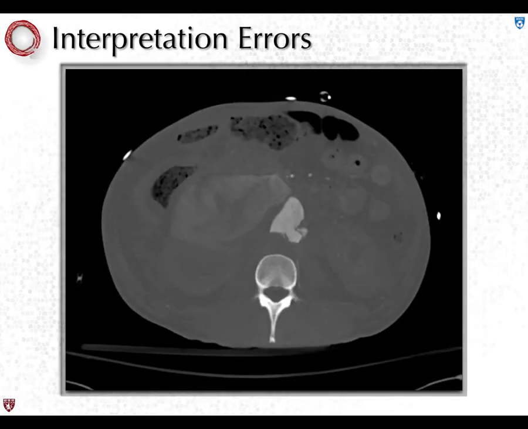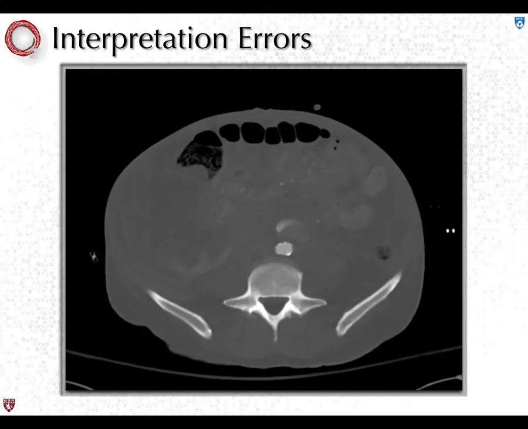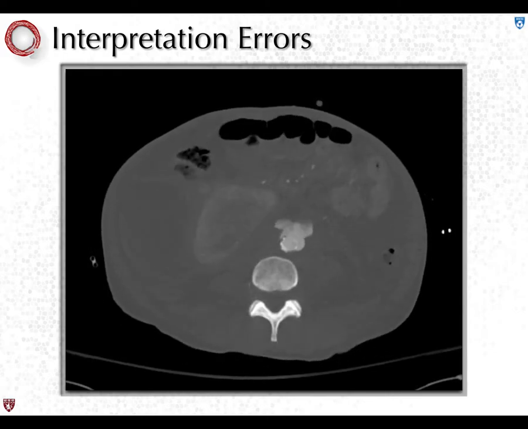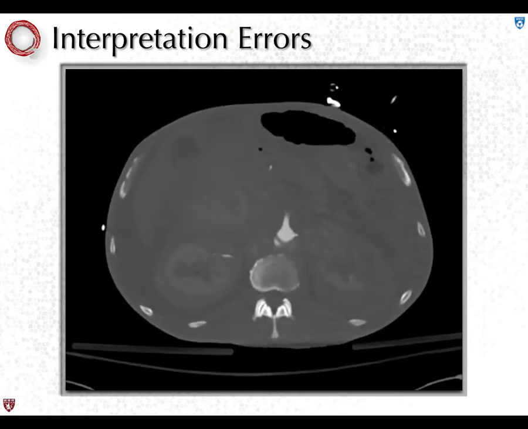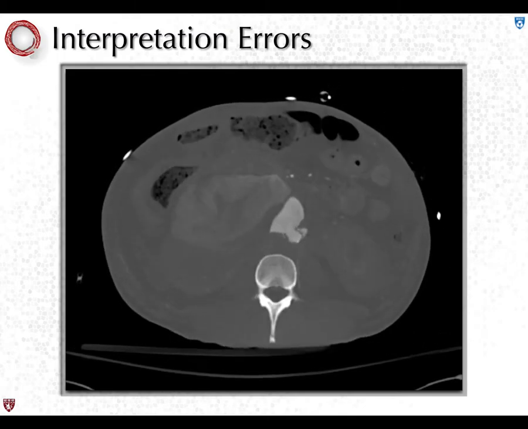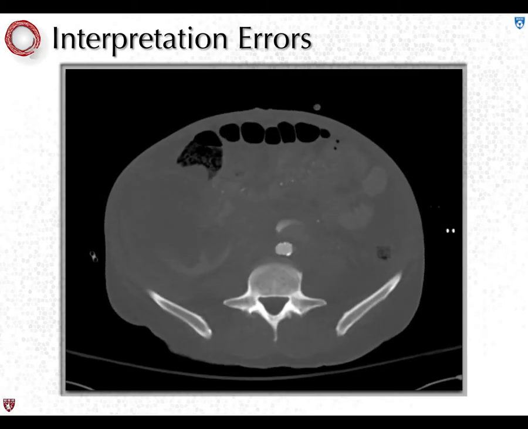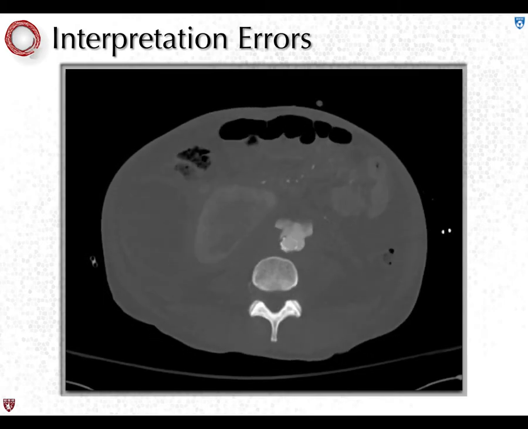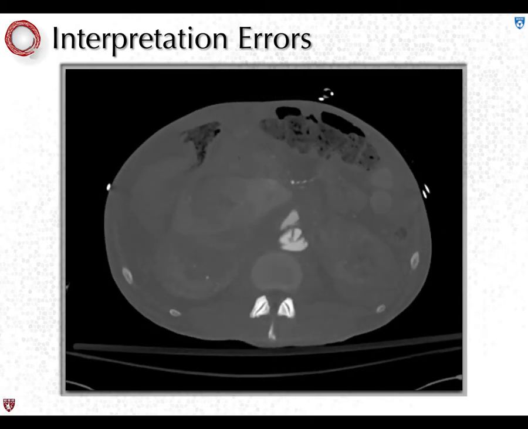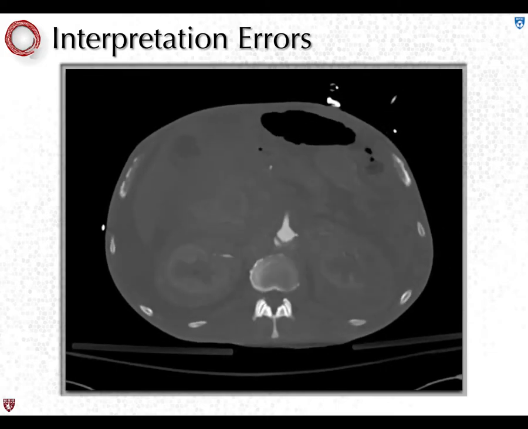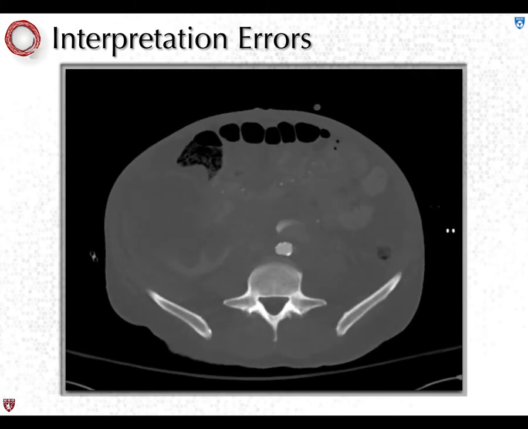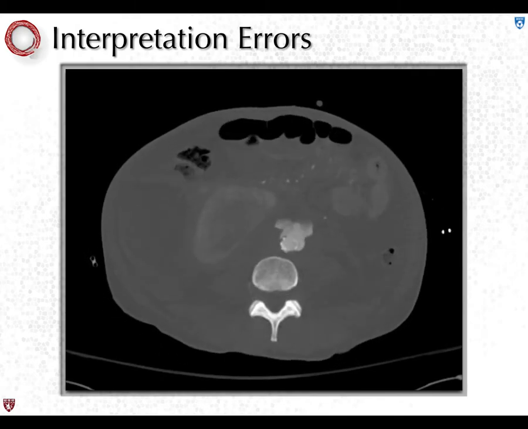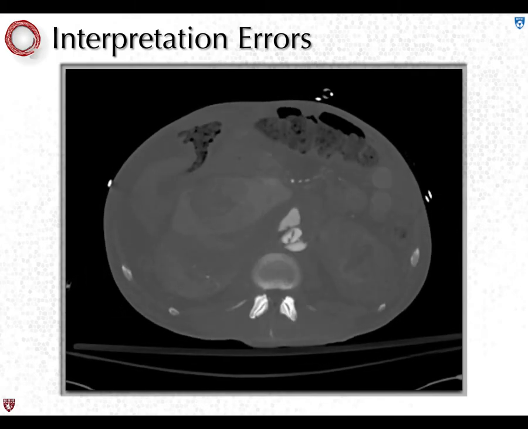Here's an interpretation error. The error wasn't made on this particular image, but this is one of the only cases that I have of active extravasation of contrast out of the aorta with the patient on the CT scanner. So here we see contrast just pouring out into the retroperitoneal space. The patient died 30 minutes after this. Okay, so let's see where the error actually occurred in this patient.